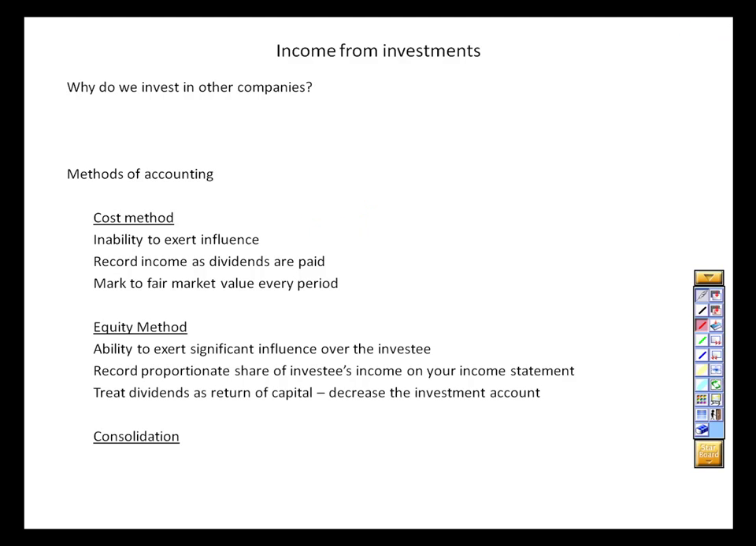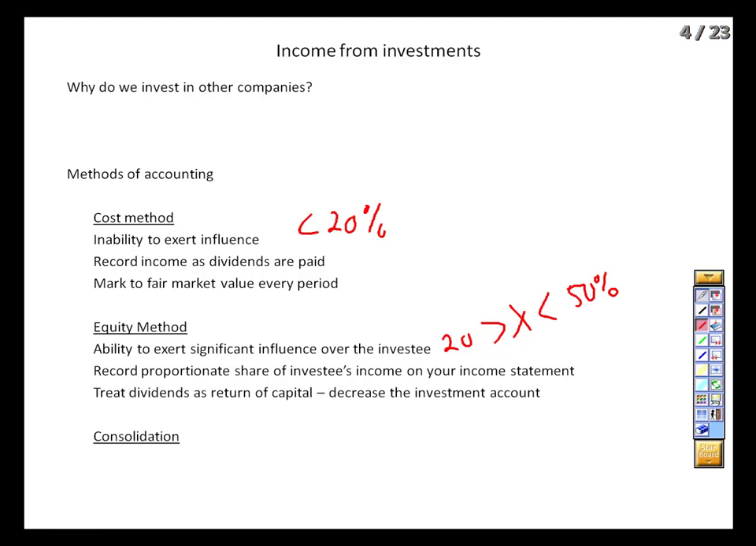When we do get a dividend, we will treat it as a return of capital rather than as revenue, and we are basically doing an asset swap. We own a little bit less investment, and we own a little bit more cash. We typically use the equity method when we own more than 20%, but less than 50% of the outstanding stock of a company.